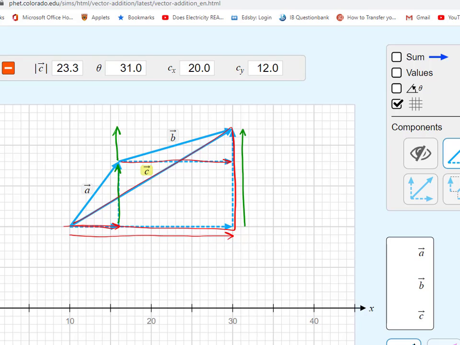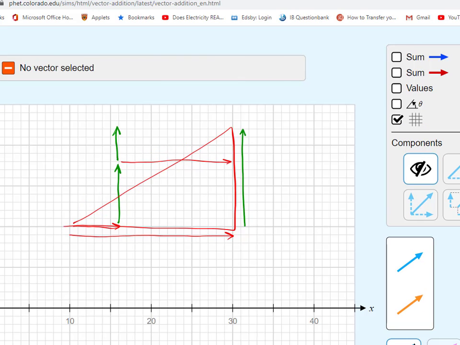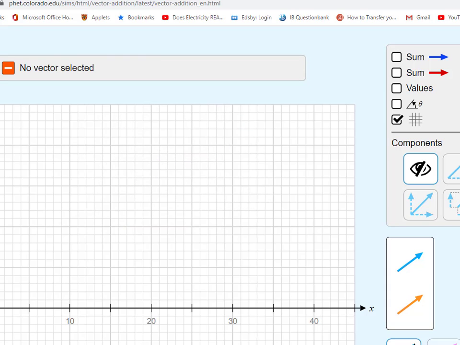Okay, so you can do this with 2 vectors, 3 vectors. In fact, I'd strongly encourage you to try exploring this software. It's pretty powerful. Let's go here. It's got all my old vectors on there. Let's get rid of them.